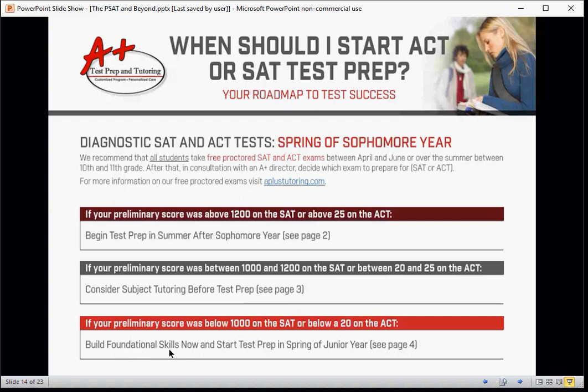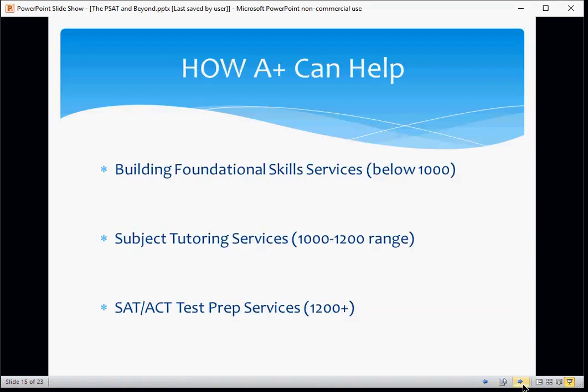So these are general recommendations. We would give more specific recommendations based on the individual student in a conversation that we would have with you as a parent. Okay, and these are the things that we just talked about. So I'm going to go to the next slide.